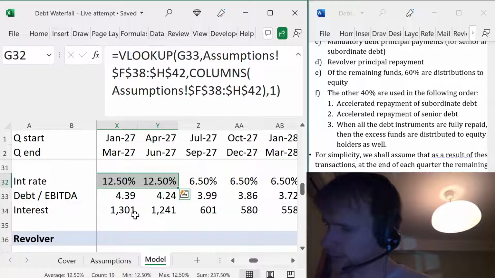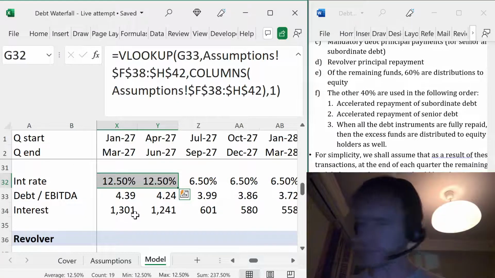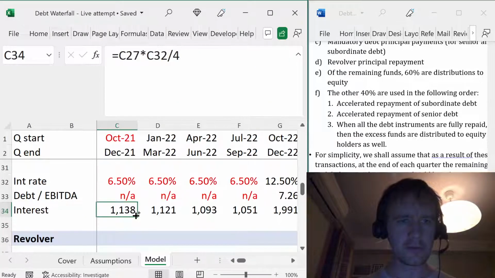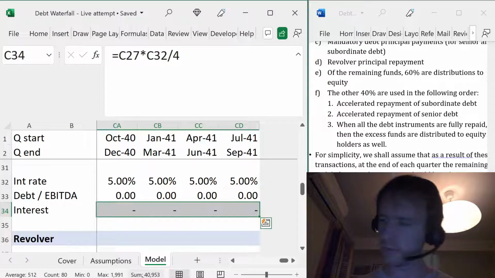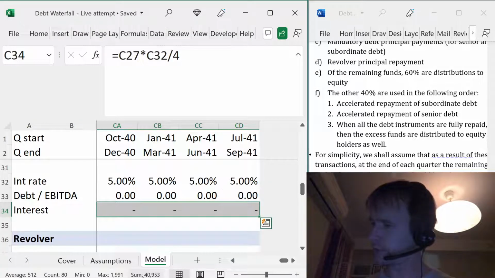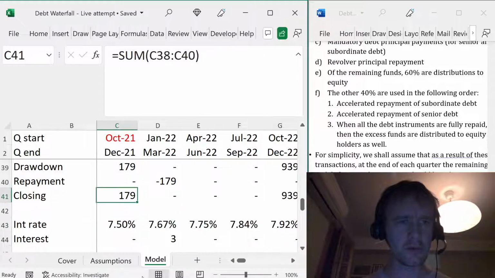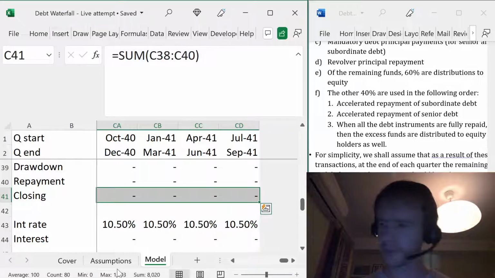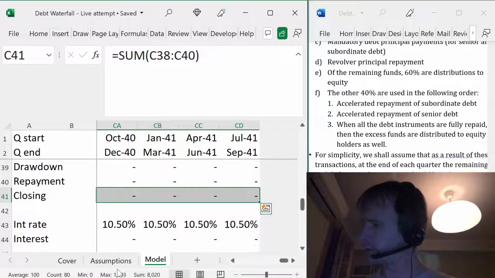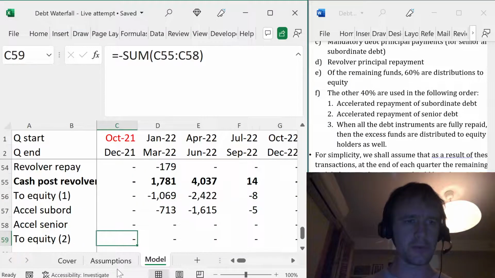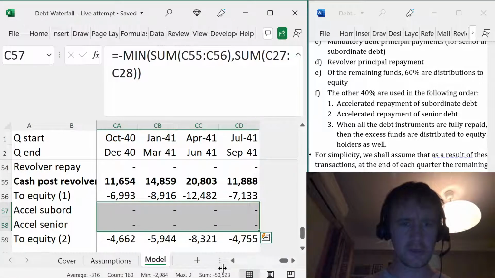So yes, that's good. What is the total interest paid for subordinate debt? That's going to be down here. Sum of 40953. That's good. What is the maximum outstanding balance on the revolver over the 20 years? Should be 1.693. Whoops. Come down here. Closing balance. Max 1.693. Happy days. Total amount of accelerated repayment for senior and subordinated debt should be 50,523,000. So I've got them both together down here, so I can just add them up, and it is 50,523,000.